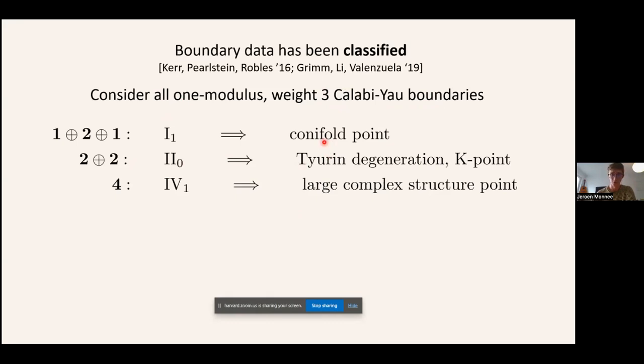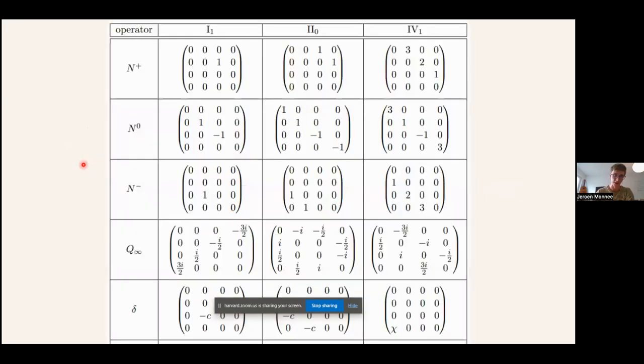And you will have 3 options. You can have a conifold point, you can have a large complex structure point, and then you can have something called a Tyurin degeneration or a K point. And really, these boundaries are just distinguished by the kind of representation you have of this SL2. And here I'm just going to flash a table for you to show that it is really explicit. You can really, for each of these boundaries, just write down what are these SL2 triples, what is this boundary Hodge structure that is encoded in a charge operator, and what is the most general delta you can write down.